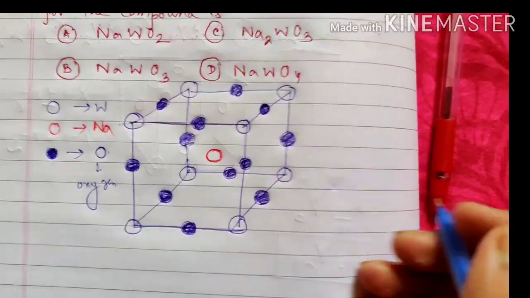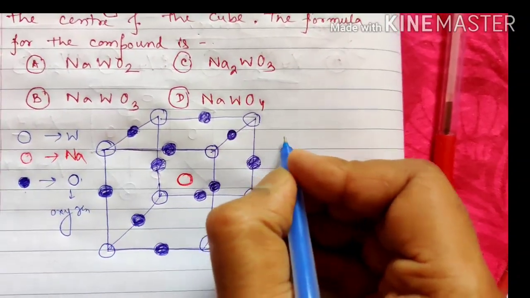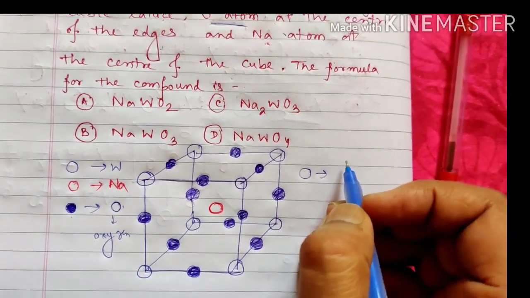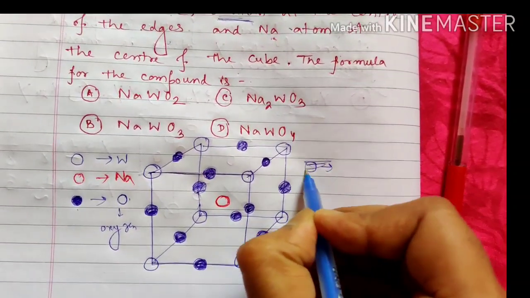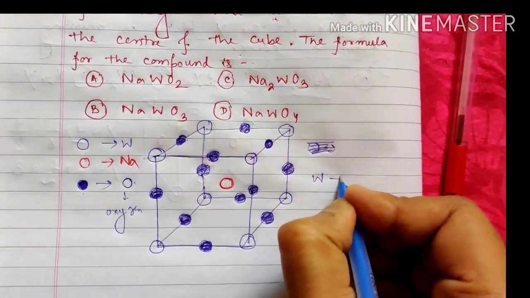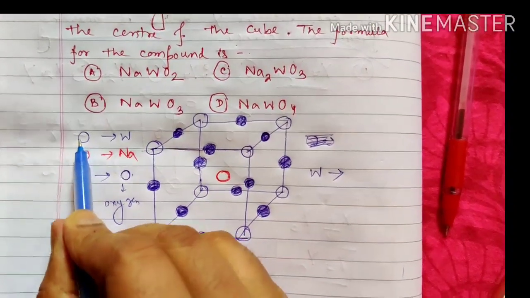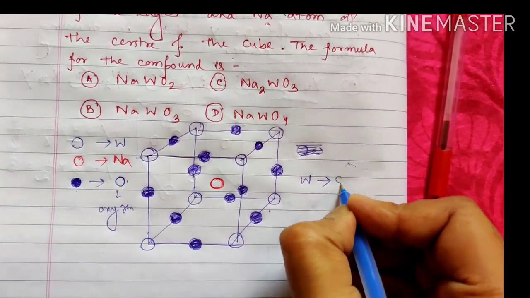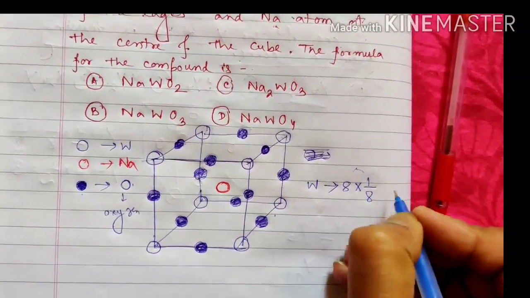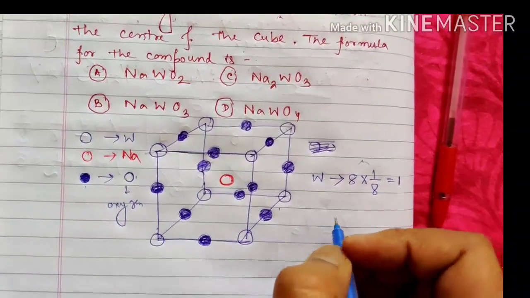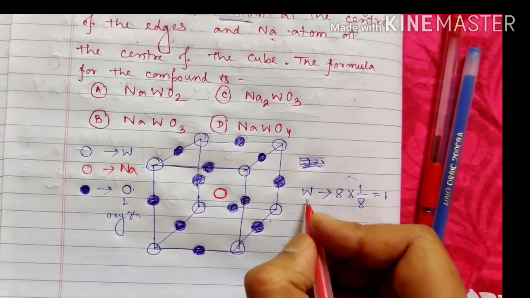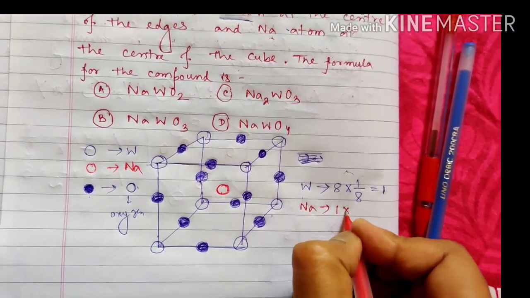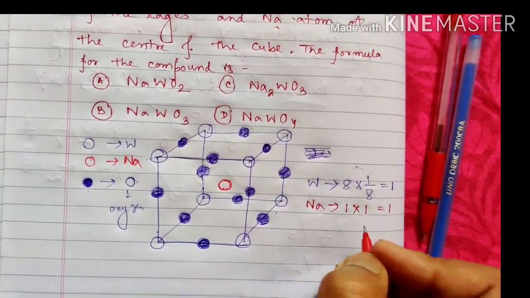Now the contribution. First for the corner atoms, which is tungsten. So for tungsten, this type of atoms, the 1, 2, 3, 4, 5, 6, 7, 8. So there are 8 atoms. Each contributes 1 by 8. So actual contribution is 1. Next there is sodium atom. Only one atom at the body center, contributes 1 obviously, as we know.